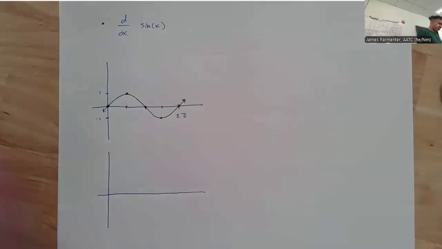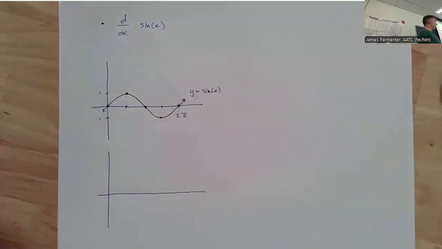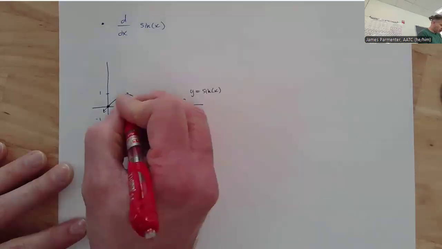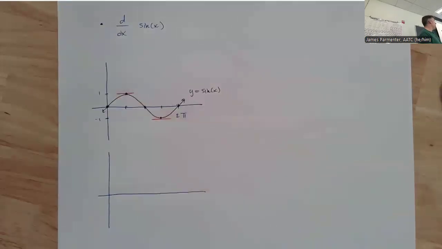Now, if I want to graph the derivative of sine, I'm just going to start by finding the slope of the tangent line at some convenient places. In fact, if you're ever asked to graph the derivative from a graph, the best thing to do first is to look for where the graph has a horizontal tangent line. I'm going to point out that right here and right here, the slope of the tangent line is 0 because the tangent line is horizontal.